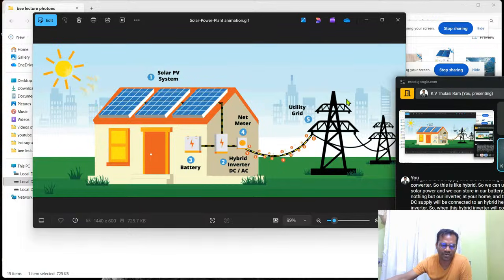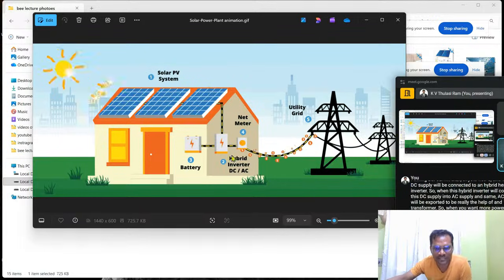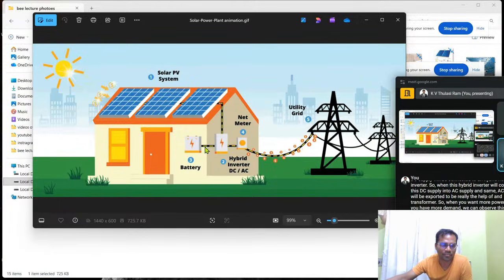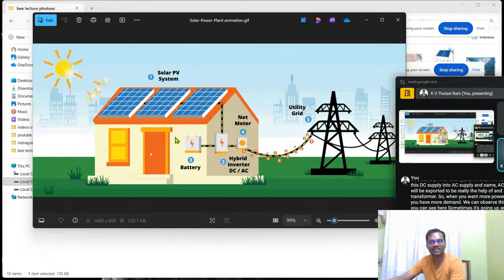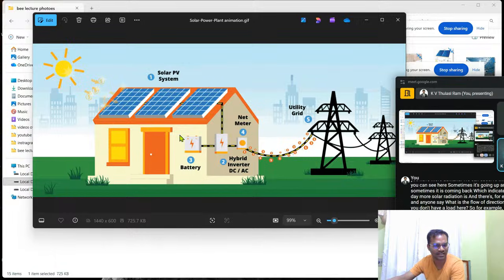When you want more power, I mean when we have more demand, we can observe this also. You can see here sometimes it is going up and sometimes it is coming back, which indicates that more solar radiation is there. For example, can anyone say what the flow direction is when we don't have a load here? For example, today we don't have the campus, I mean this is our campus, we don't have the load here. Will the power be exported or imported?